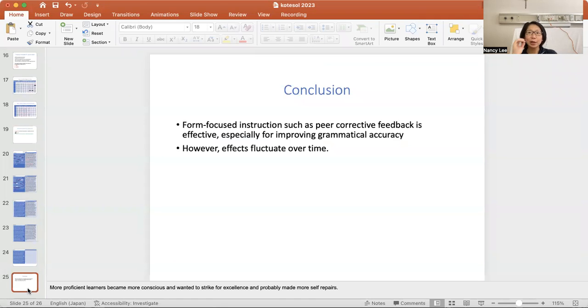Let's go to the conclusion. So what can we say from this study? That form-focused instruction such as peer corrective feedback is effective, especially for developing grammatical accuracy. However, the effects do fluctuate over time. So if we simply look at the results using pre-test and post-test, we probably would have missed out a lot of the interesting changes and fluctuations throughout the weeks.